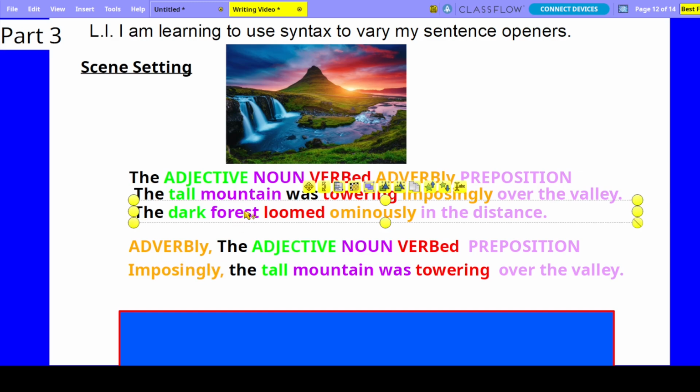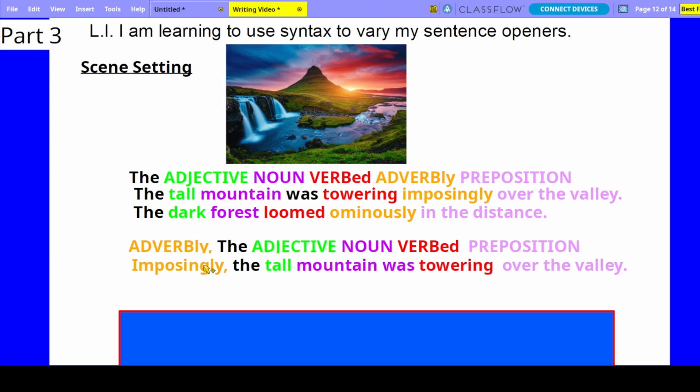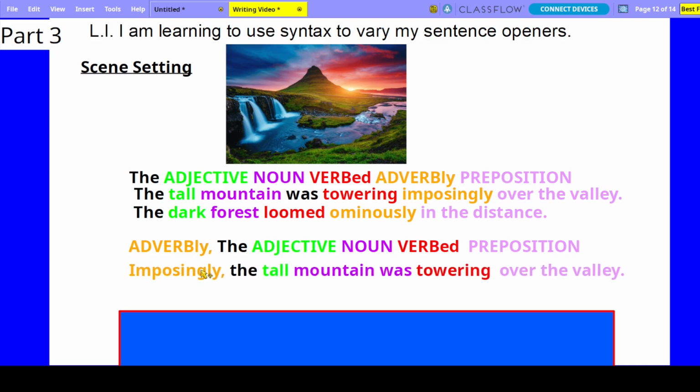And I could do it with the same sentence here. So I can see here, look, the adverb is ominously. So instead of saying the dark forest loomed ominously in the distance, I could say ominously the dark forest loomed in the distance. And that would make just as much sense. But if I find that I've started with the word the a few times, well, maybe instead of trying to think of a random opener, I'll just slap the adverb at the start of the sentence. And my sentence will work just as well.